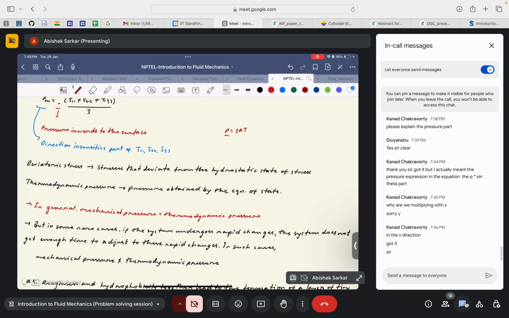But as mentioned by Professor Chakraborty, in some cases the system undergoes rapid changes and does not get enough time to adjust to these rapid changes. In such cases, mechanical pressure is not equal to thermodynamic pressure. It's a very rare scenario where the response time of the system is larger than the changes that are occurring in the system. So that's the special case, because in most scenarios the mechanical pressure is equal to the thermodynamic pressure, but there might be scenarios, as mentioned by Professor Chakraborty in this example, where it may not be equal.